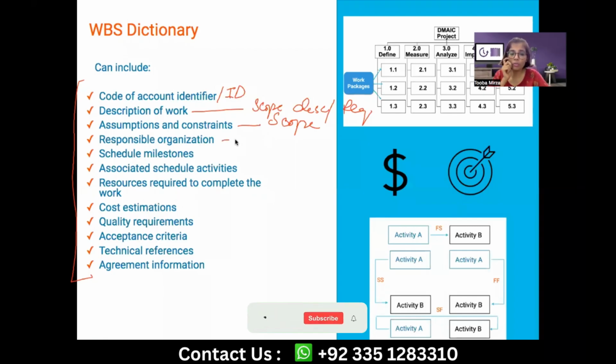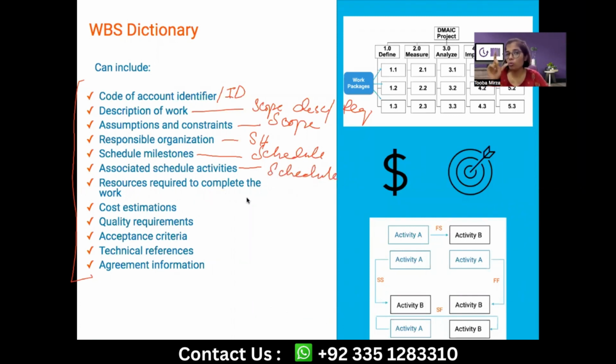Responsible organization, which is the stakeholder aspect, like who is going to own it, or who is going to be responsible from the stakeholders for this WBS. Schedule milestones and activities is the schedule part of the project. This is also the schedule part of the project. Resources required, like who is going to work on that from the team.